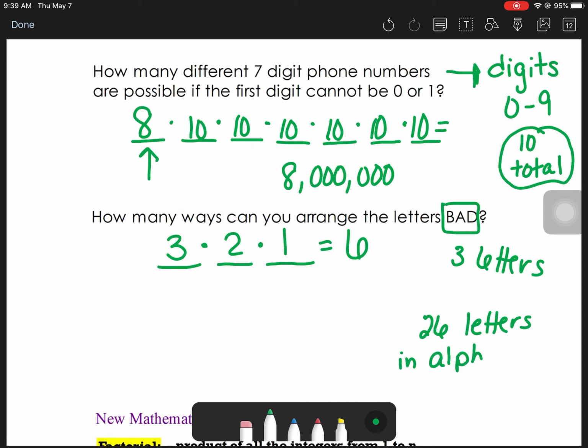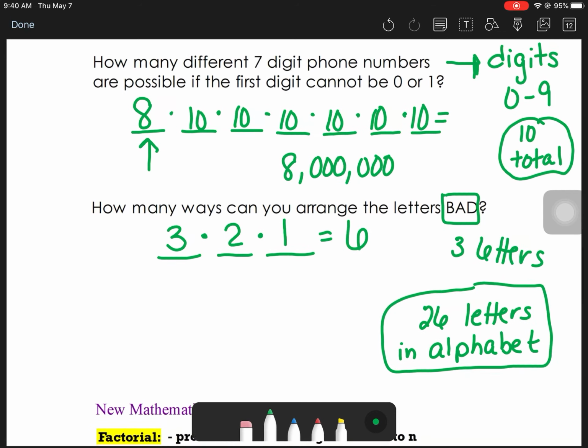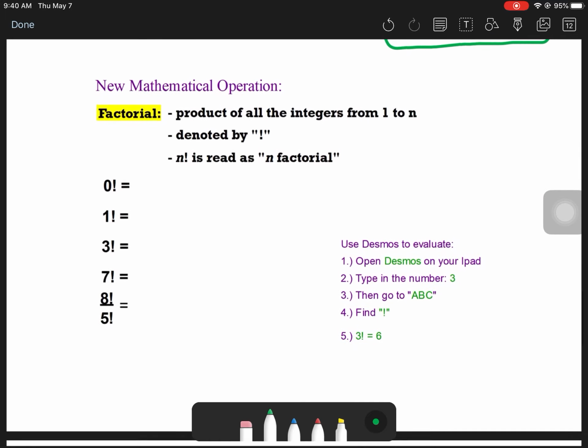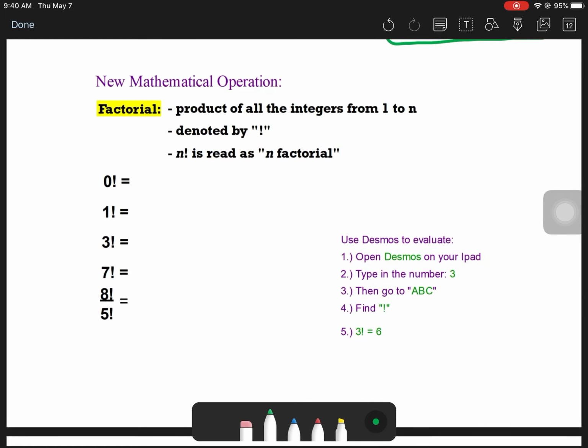So it's important to remember that if I ask you to pick a letter, you would have 26 different choices. So let's take a look at our next example. This example is called a factorial.